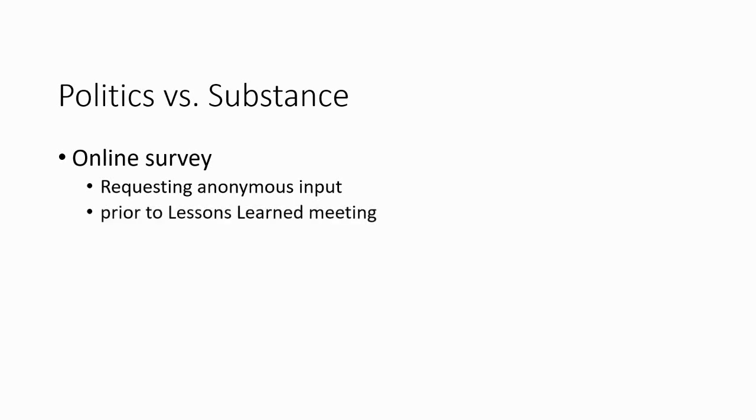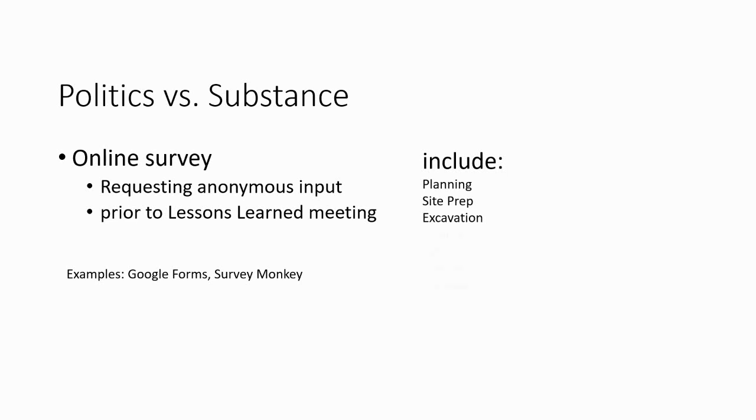To minimize the political games, we can do a survey online where input is anonymous prior to the lessons learned meeting. The survey should also include specific questions for each phase: planning, site prep, excavation, etc. These responses can be used by the lessons learned facilitator to guide the discussions.